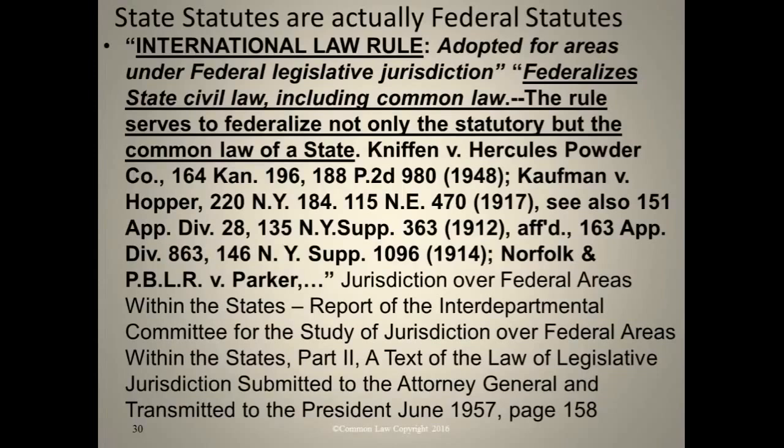Under the International Law Rule, this is a publication that's published by the federal government, the jurisdiction over federal areas within the states, a report of the Interdepartmental Committee for the Study of Jurisdiction over Federal Areas within the states, Part 2, a text of the law, the legislative jurisdiction, submitted to the Attorney General and transmitted to the President in June of 1957. And this is page 158, which is the beginning of the site that I want to show here. An International Law Rule.